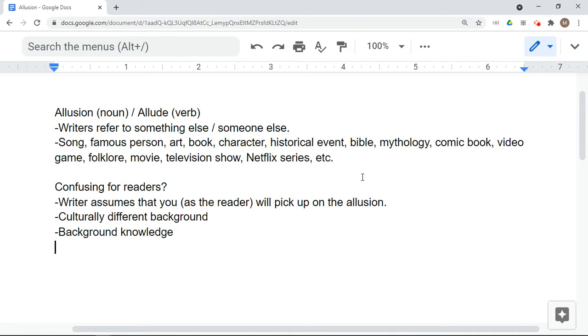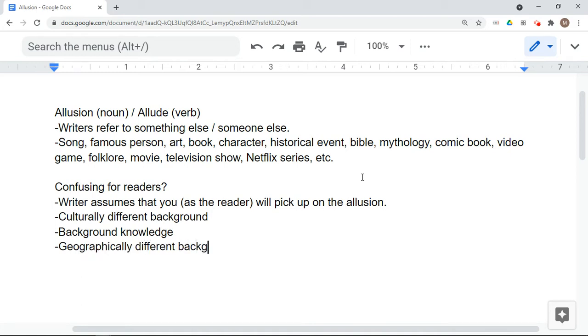If you have ever wondered why it might be confusing for students, for other people, including yourself, it may be that you lack the background knowledge to understand the allusion, or you may be from a culturally different background, and so that allusion really goes over your head. It passes by you. And when I say culturally different, you can even argue a geographically different background.